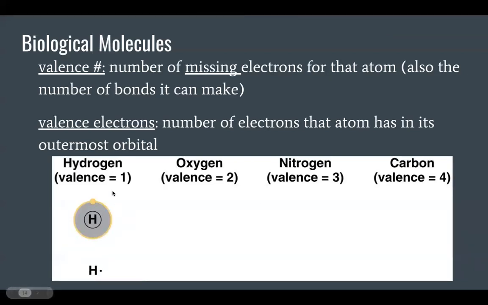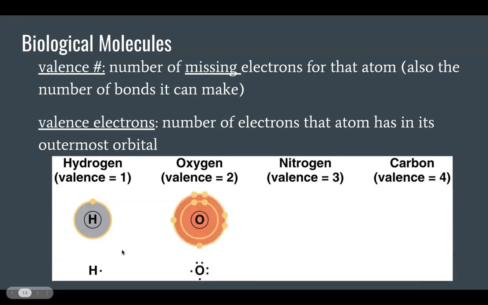So the first atom that I gave you was hydrogen. Now, hydrogen is interesting because it only has 1 electron in its outermost orbital. So it has a valence of 1. This means that it only wants to make 1 bond. It's only missing 1 electron. So it's going to try to make 1 bond.